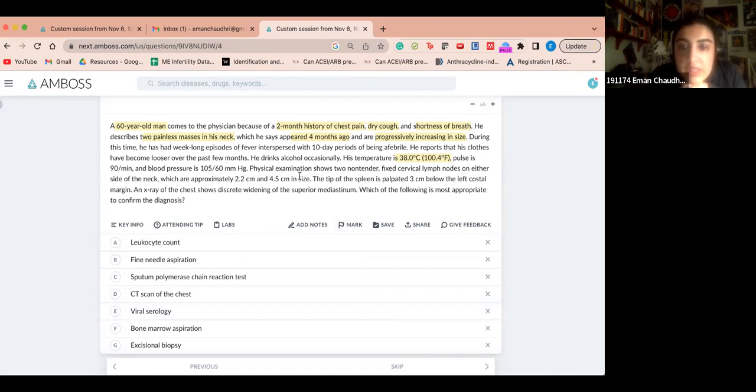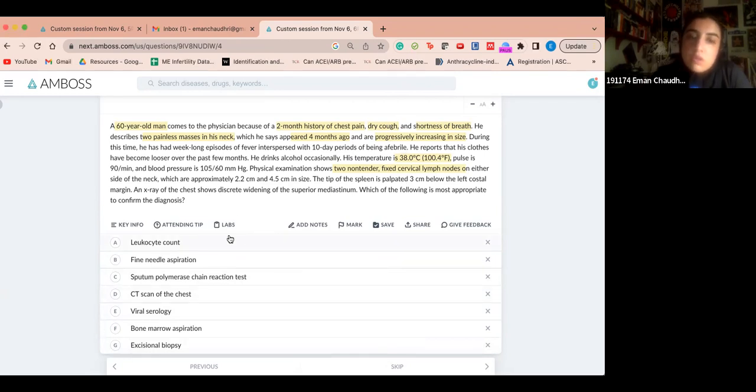All right. Physical examination shows 2 non-tender fixed cervical lymph nodes on either side of the neck, approximately 2.2 and 4.5 in size. The tip of the spleen is palpated 3 centimeters below the left costal margin, and an X-ray of the chest shows discrete widening of the superior mediastinum. Which of the following is the most appropriate to confirm diagnosis? Now, this is not asking about what the exact diagnosis is, but this is very important for understanding. Okay, so Huda and Sara and Suad said G, excisional biopsy. Does anybody have any other answer? I guess nobody has any other answer, so let's go for G.